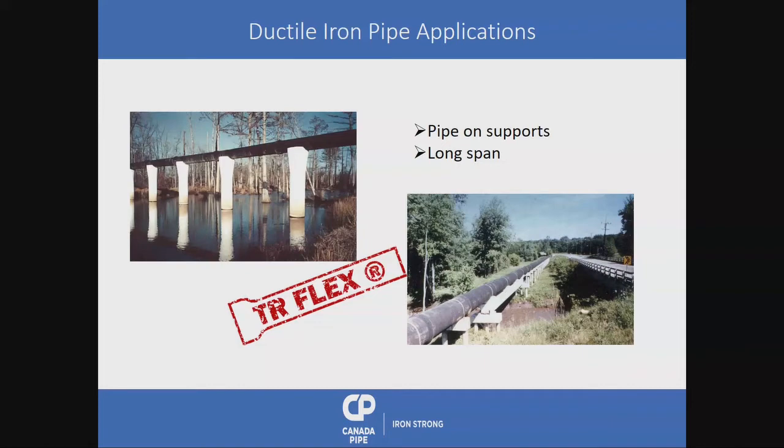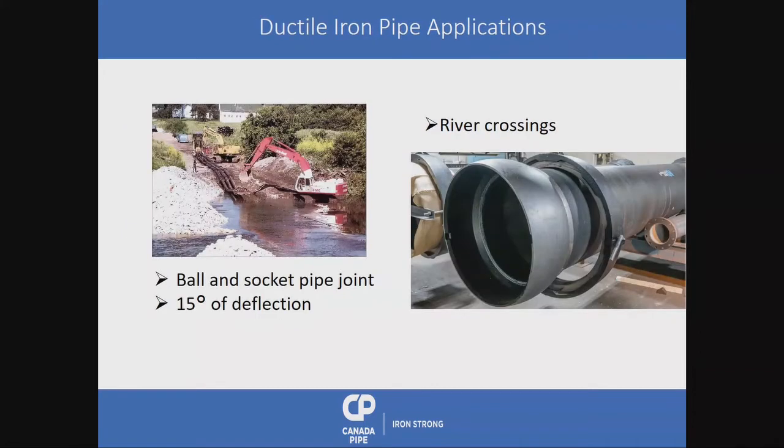But here's some other things that TR Flex pipe and ductile iron pipe can do. We can do a pipe on supports. We can do river crossings, and this is going to get into the questions you probably have about corrosion. You're thinking it's going into water, and it's happened to it, but water does not corrode iron pipe. You're going to find that out in a bit.